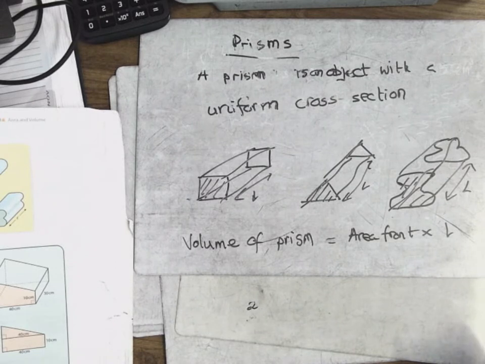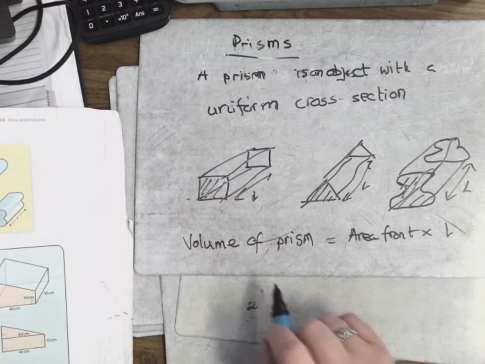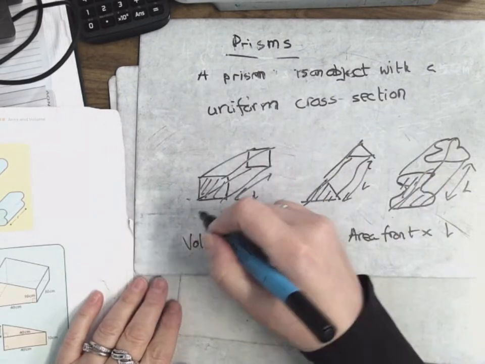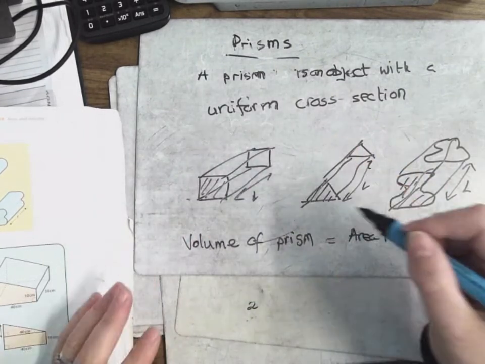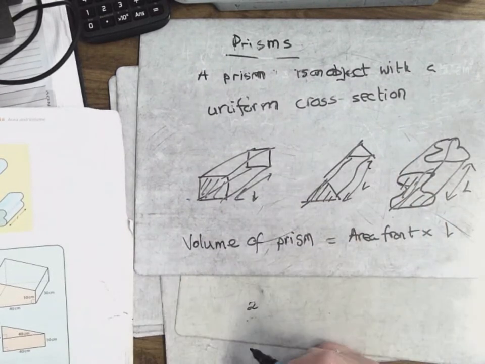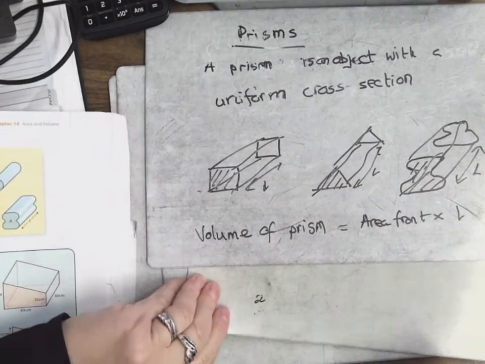So a Pringles box, a Toblerone box, and I can't think of anything else because my mind's gone blank. But you get the idea. You know what a prism is? You get the area of the front, or the back, because they're the same, and you multiply it by the length back. So, example.